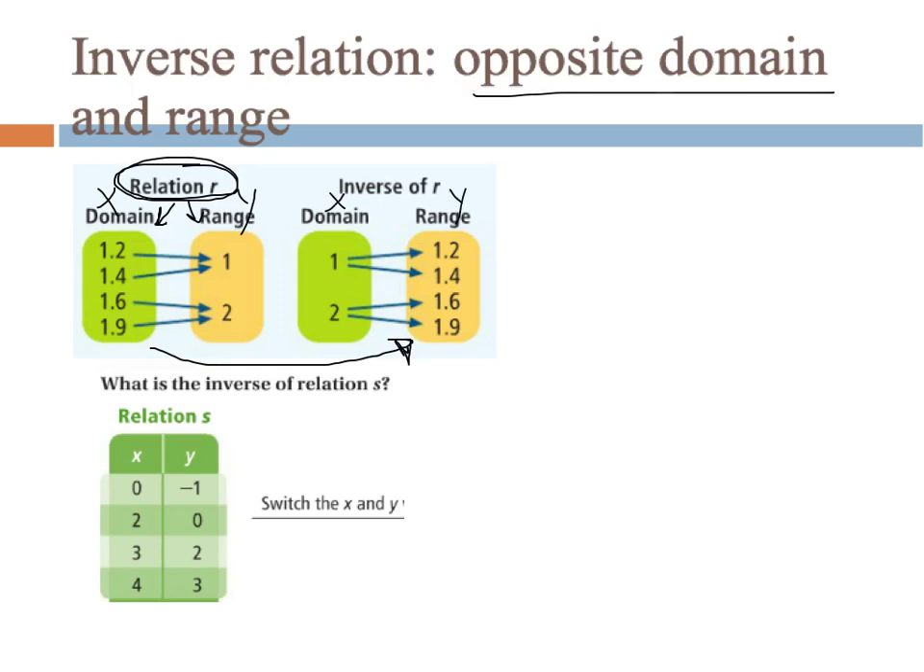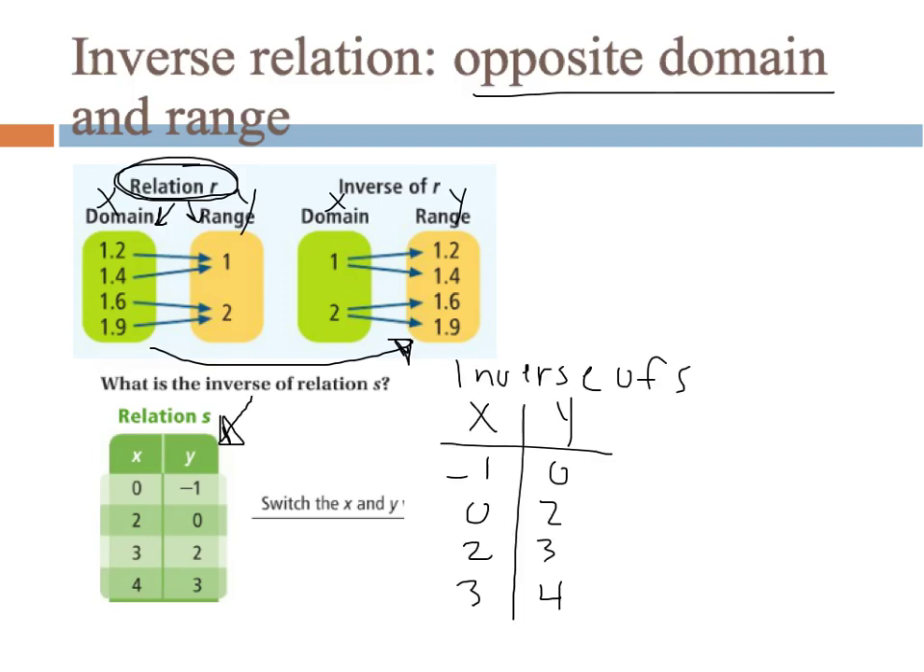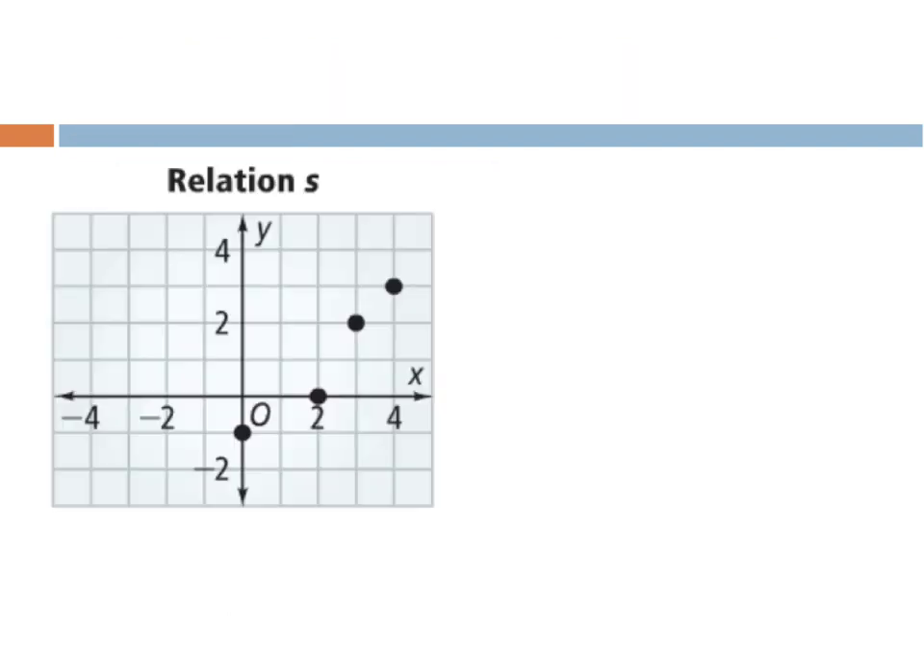So right now I want you to pause the video and try to figure out what the inverse would be of this function. Your inverse of the relation of s, the x value should be negative 1, 0, 2, 3, and the y value should be 0, 2, 3, 4. And they should still match up, so it's just flipping your x and y's.